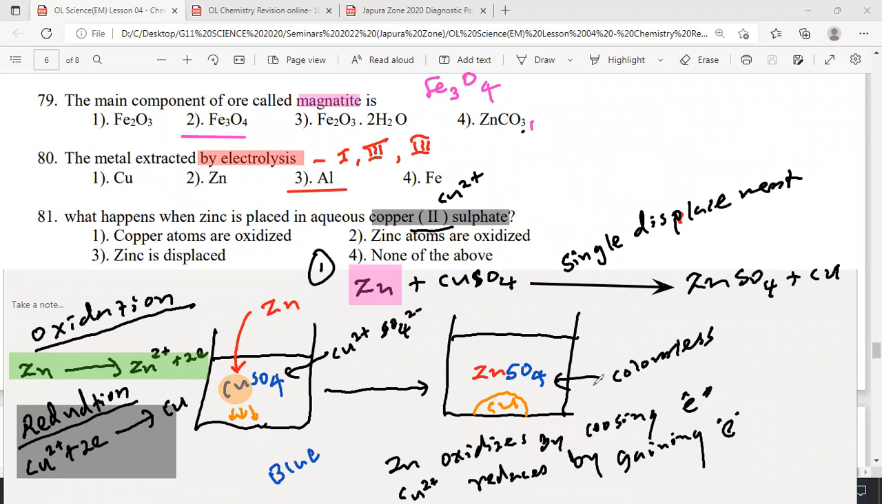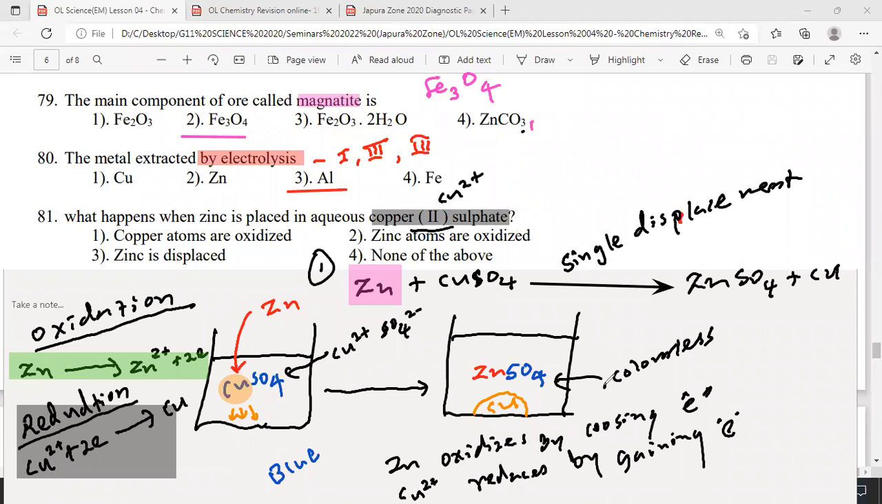Who gets oxidized? Copper atoms or zinc atoms? Zinc atoms oxidize, right? Copper atoms, no oxidation. Copper ions get reduced. There are no copper atoms in the solution, only copper ions. Again, I'll repeat: in the solution, no copper atoms. Copper ions are reduced. You add in a zinc rod, that is a zinc plate that contains zinc atoms. So zinc atoms get oxidized.